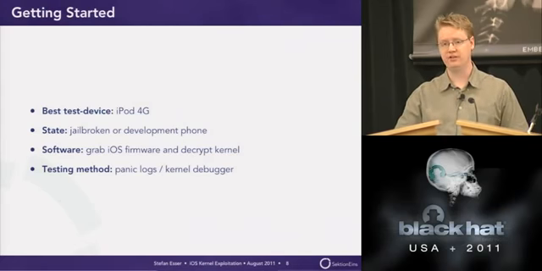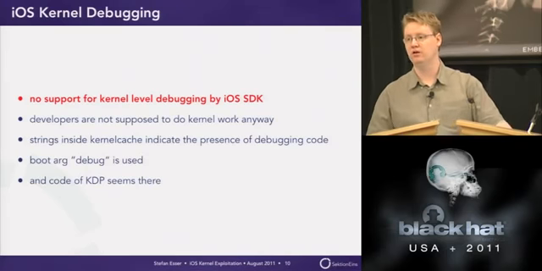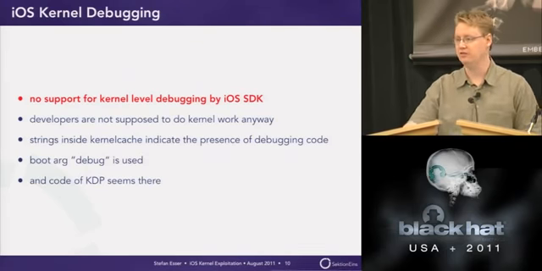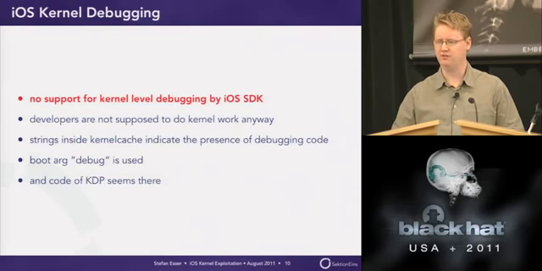When it comes to testing, you have two different ways. You can crash the kernel, look at the panic log and the panic dump, and analyze the values. Or you can use a kernel debugger. The kernel debugger is something Apple forgot, or left in the iOS kernel for no reason. At least I don't know a reason, because there are no users or iOS developers creating kernel drivers, so they don't need a kernel debugger. They're not supposed to do it.